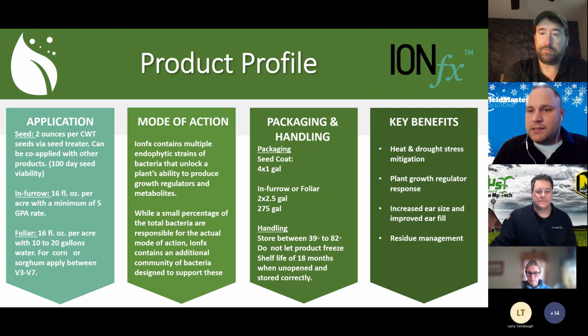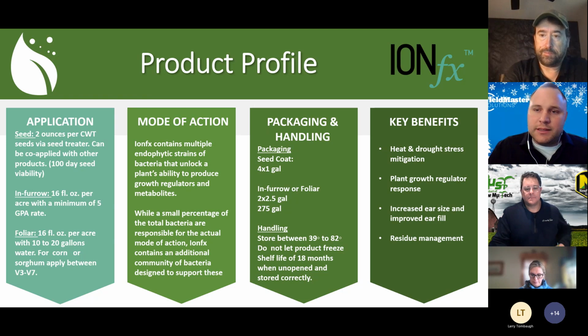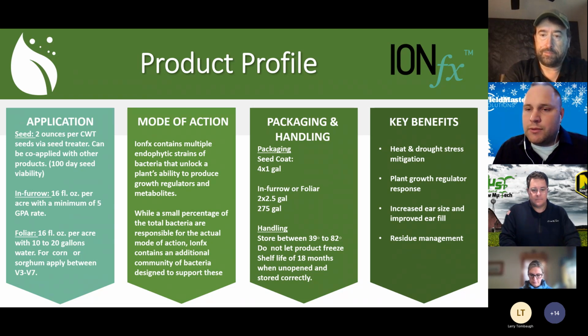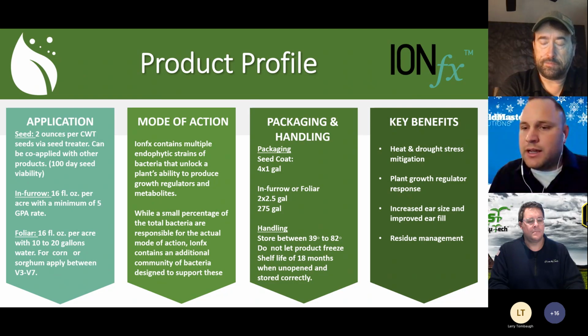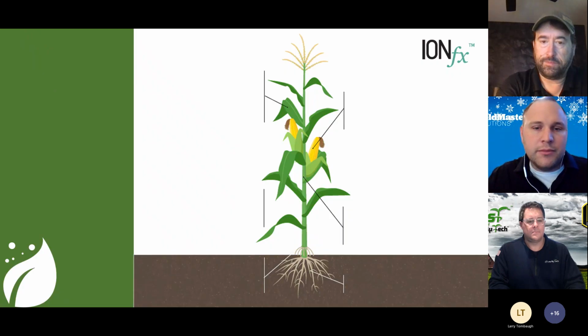As we talk key benefits, and this is where Tony's going to chime in on the next slide, there's the heat and drought stress mitigation. We've seen that dramatically in our plots, and I have some pictures I'll show you in a minute. Then plant growth regulator response. I want to be very clear that this is not a PGR product. We are just allowing the plant to maximize the PGR production of its own, and taking advantage of that. With that, we see a lot of increased ear size, improved ear fill, and then residue management is probably one of the coolest freebies, I call it, with this product. We don't charge into the price of the product, but there's a dramatic benefit to it, and we'll go through that towards the end.